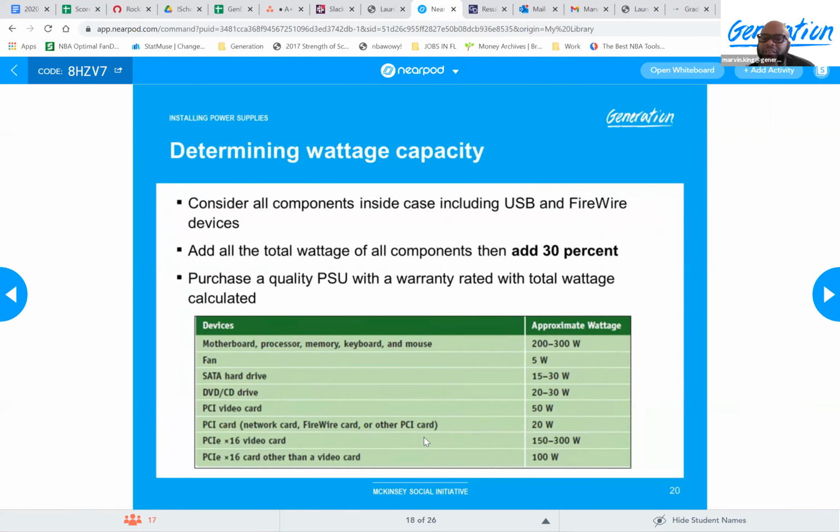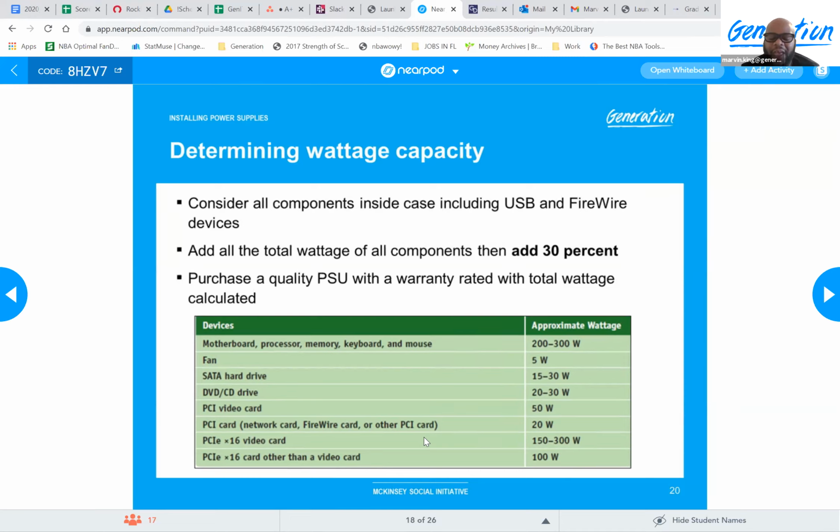All right, determining wattage capacity. Faison, all yours. You don't have to read the green. Consider all components inside the case, including USB and FireWire devices. Add all the total wattages of all components, then add 30%. Purchase a quality PSU with a warranty rated with total wattage calculated. Thank you. And if you're building one, this is a chart that you can use to identify how much you think you need your power supply to have. And you'll add that 30% to it as well.